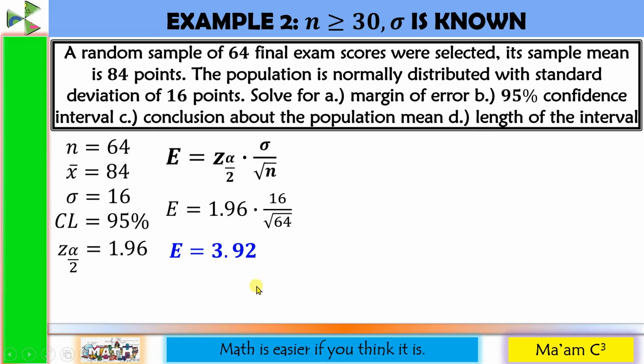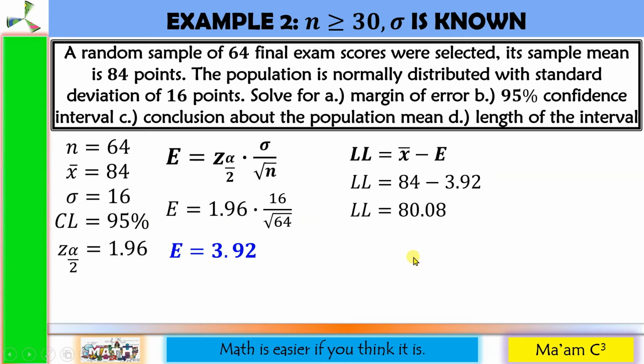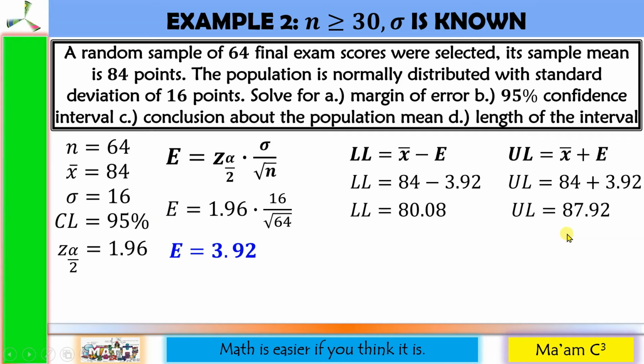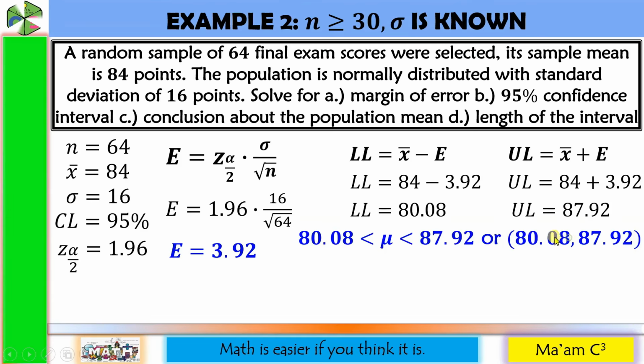Let us solve for the lower limit, that is just the sample mean minus the margin of error. Let us substitute 84 and 3.92 here. And this will give us 80.08. Now let's have the upper limit. That is the sample mean plus the margin of error. Let us substitute the values. And this will give us 87.92. Let's construct the interval. The population mean is less than 87.92 but greater than 80.08.